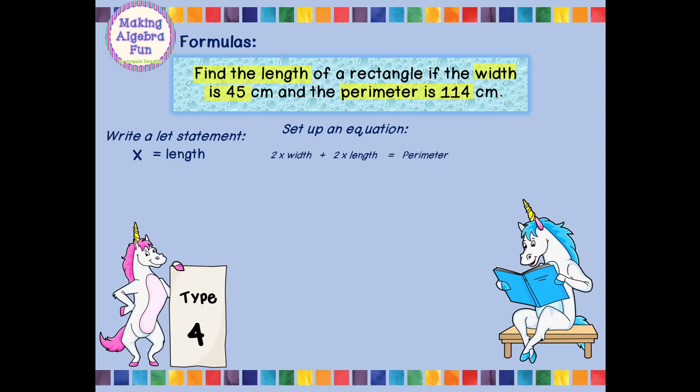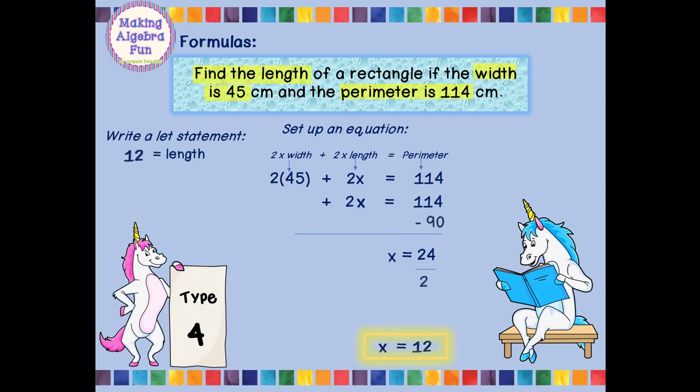But let's set up our equation using the same formula. Now, twice the width would be 2 times the width, which is 45. And then twice the length would be 2 times the length, which we called x. And the perimeter is given to us, 114. And let's just make that 2 times 45, 90, and bring down everything else. Now we have a 2-step equation. So we're going to subtract 90 to eliminate the 90s, and just do the math on the right. And now divide by 2. And that's going to get rid of the 2's for me, and I'm going to get x equals 12. And that's what we called our length, so that works out just fine.